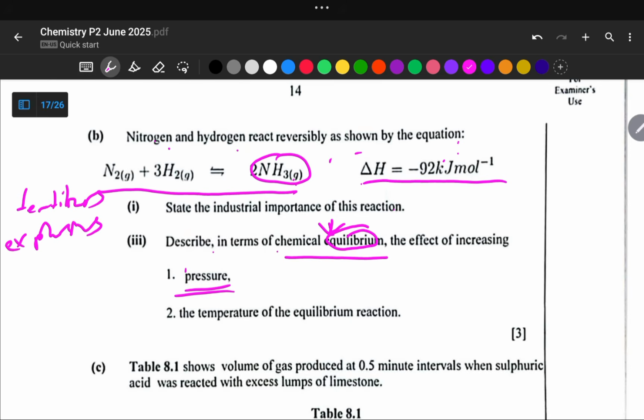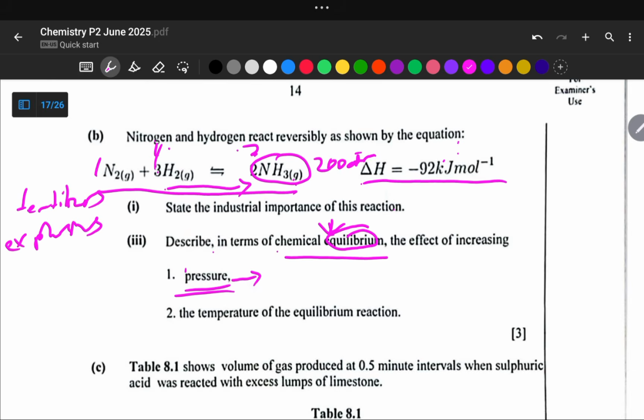So when we are to increase pressure on this reaction, we are going to favor the direction of the reaction where we are having fewer number of moles. So here we are having 1 plus 3, we are going to have 4, and then here we are going to have 2. So increase in pressure will favor this forward reaction where we are having fewer number of moles, right? So here for this reaction we use a pressure of about 200 atms, right?